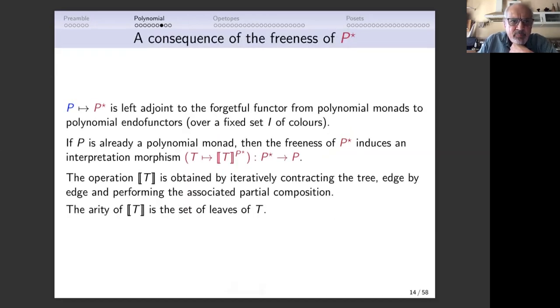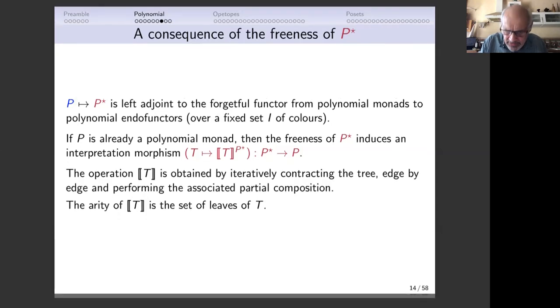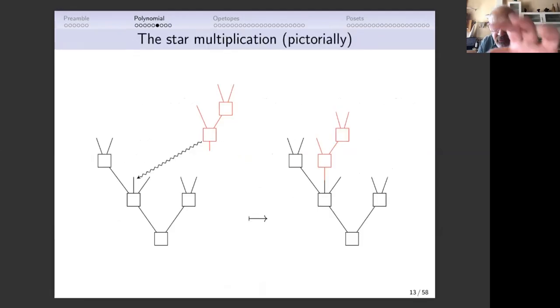And because it is free, of course this can be done for any polynomial functor, but if moreover P is a polynomial monad, then because P star is a free polynomial monad, I have a map from P star to P, and this one is given by initiality. But let's be more concrete. How do you get this map? It's just the interpretation. So you have a tree of operations, but P is a monad. So these operations compose. So you have a tree like in this slide. Okay, and you can gradually compose.